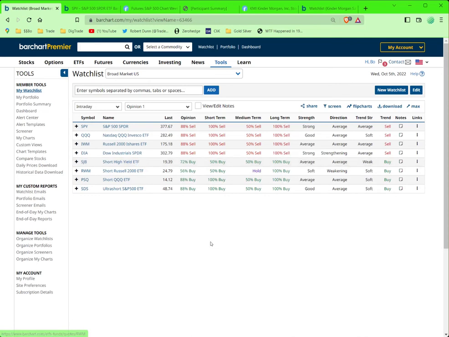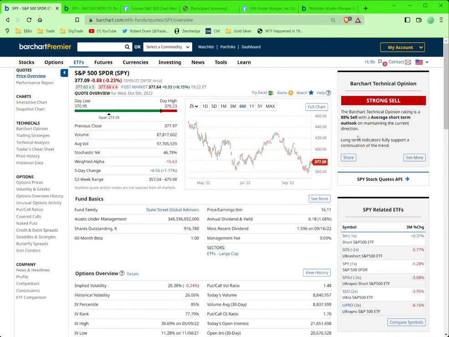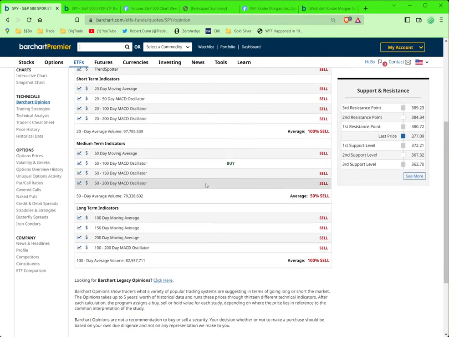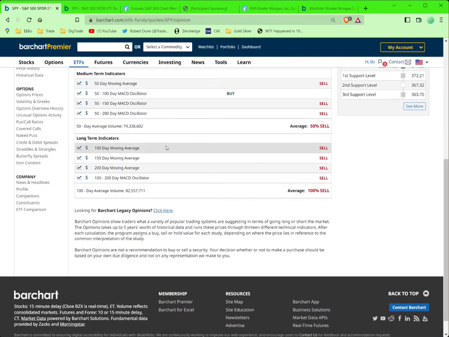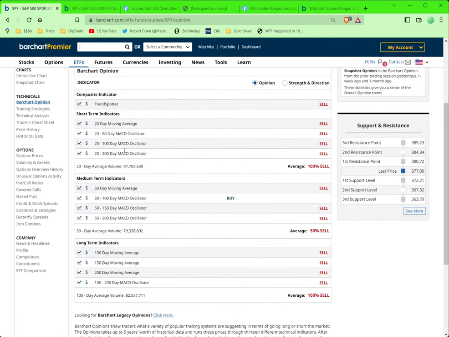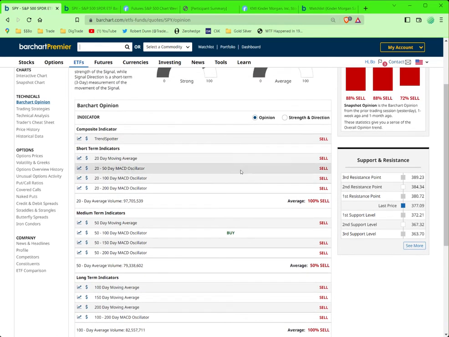And it's showing you that there's that short term, medium term, and long term on those four indexes that it's a sell. What that means really is it takes and just does the math and looks at these particular indicators that are just your stock indicators that have been around forever. Everything from your short term 20-day moving averages and the MACD moving averages up to 200, and then 50-day moving average, and then 100 to 200-day moving average to get your long term. So short, medium, long term, and then trend spotter is an indicator as well.